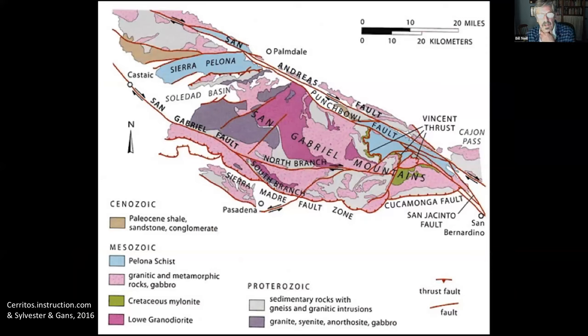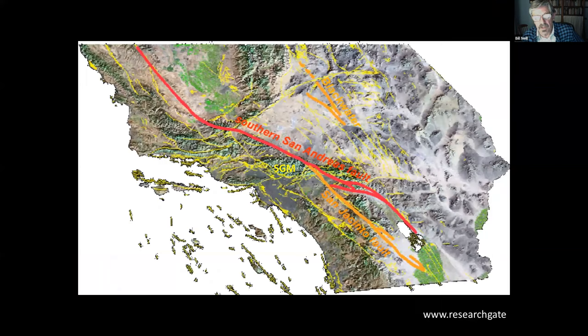So back to the San Gabriel Mountains. This is a geologic map, fairly schematic, but pretty good. And it shows the faults, San Andreas at the top, and other faults, and then the rock types. And we'll be referring to this map back and forth during the show. But we're going to talk about faults now.